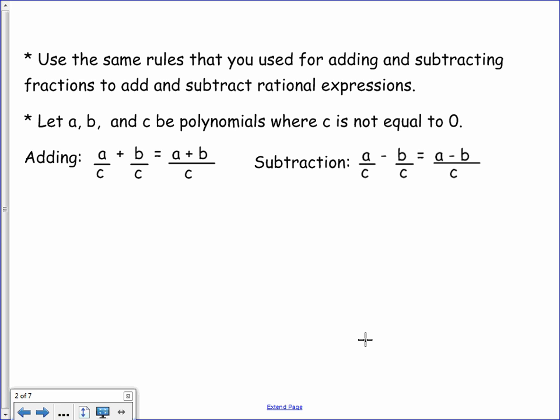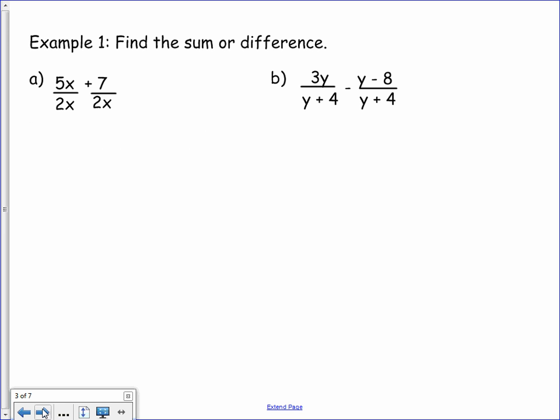So what we see here is already common denominators when we're adding. We just add the numerators, keep the same denominator, and subtracting, same thing except with subtracting. All right, let's look at a few examples.